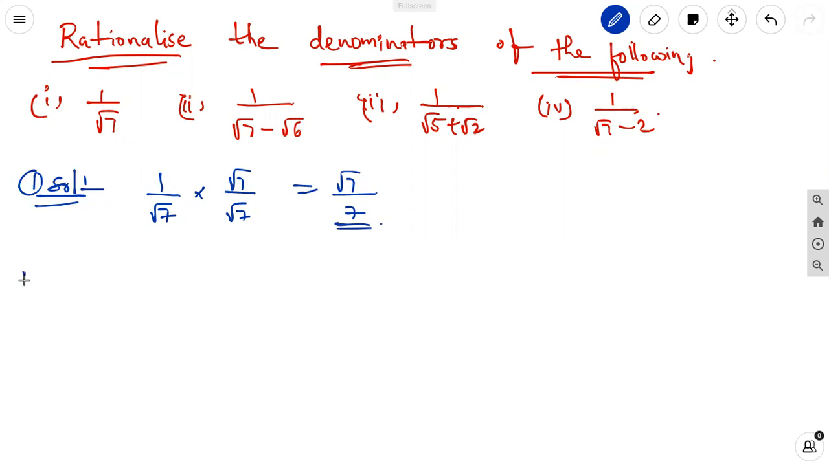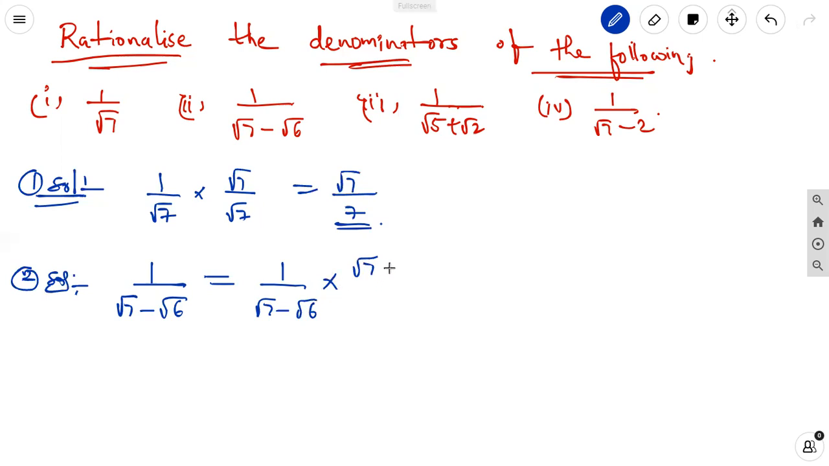In the second case, the denominator has the difference of two irrationals. In that case, we use the same numbers with the opposite sign. Here minus is there, so the rationalizing factor for root 7 minus root 6 is root 7 plus root 6. We multiply and divide with root 7 plus root 6. If the sign is changed, the terms are as they are. Next it is equal to 1 into something is same, root 7 plus root 6.